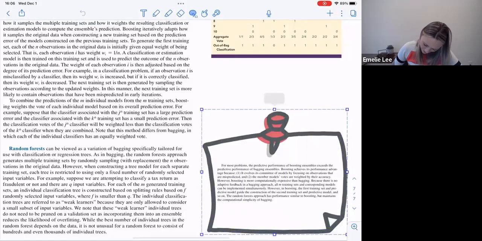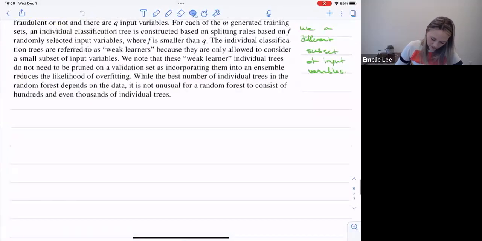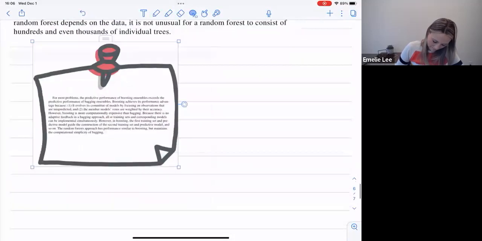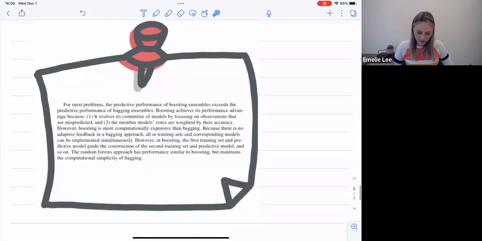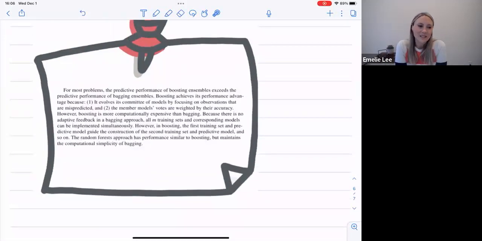And then to wrap it all up, I found a cute sticky note. Why not? Okay. So here, I just wanted to summarize that the predictive performance of boosting is going to be better than just bagging. Okay, but what we said was that boosting is more expensive if you're running computers all the time, right? Or if you don't have a computer, then very expensive. And it's because it iterates over the previous training set, right? And kind of figures out who gets what weight and then goes from there.